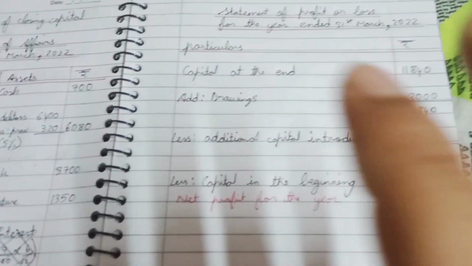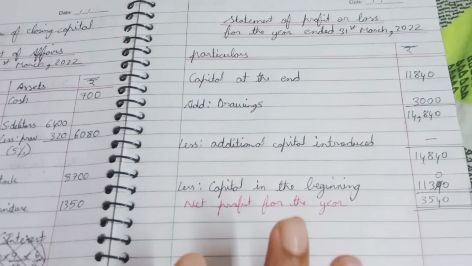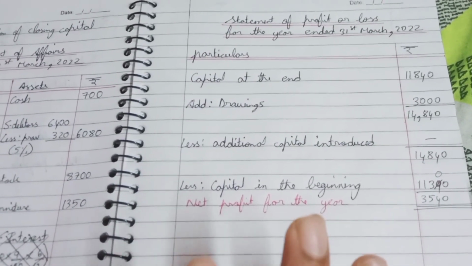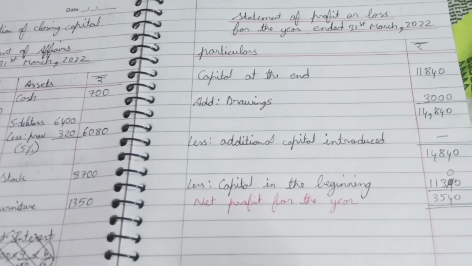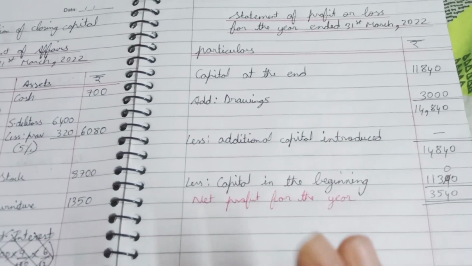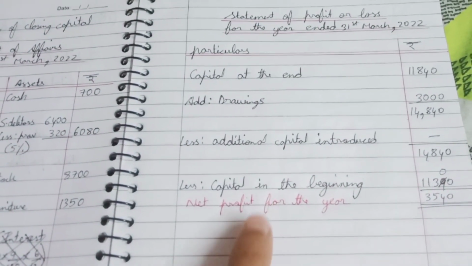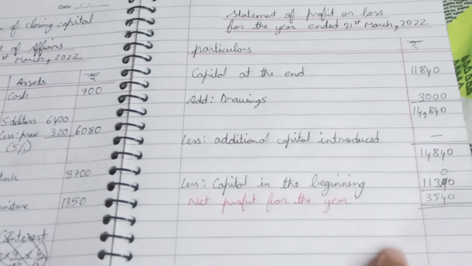So these were a few sums from the chapter, 4 sums from the chapter. In all the sums, I think you found common things, such as you have to prepare a statement of affairs for getting the capital, opening capital or closing capital, and after getting opening capital and closing capital, you simply have to make this statement of profit and loss format, place the values, and you'll get the net profit or net loss for the sum. I think this was very easy.